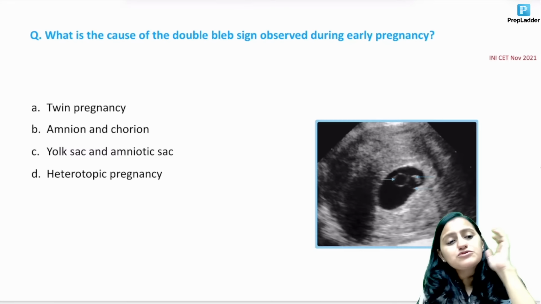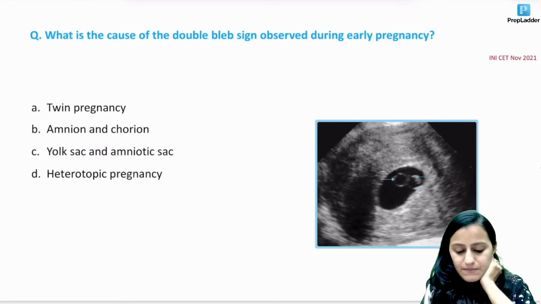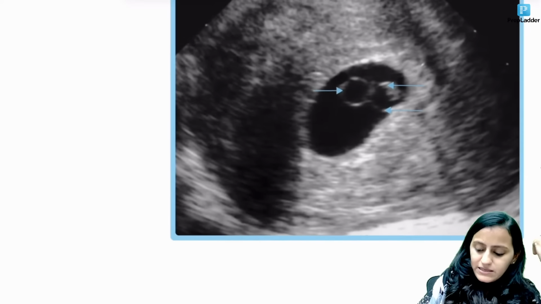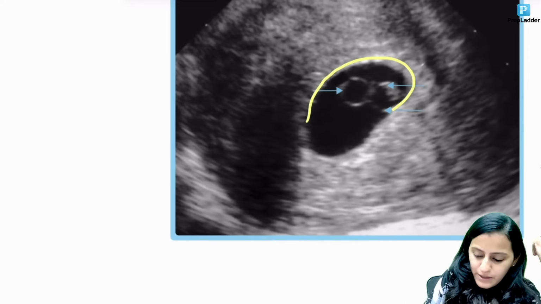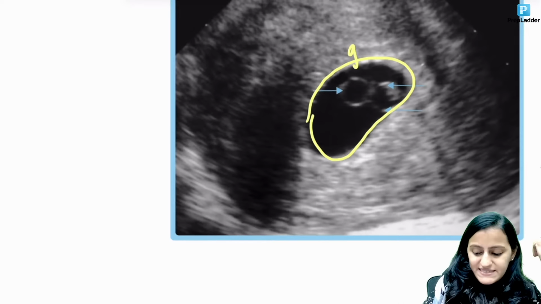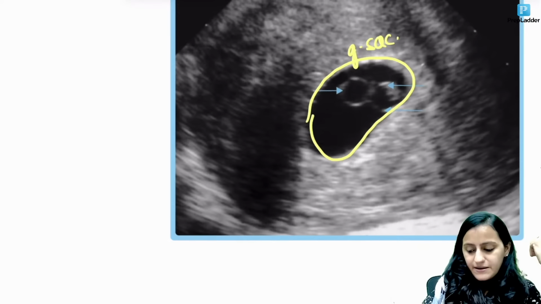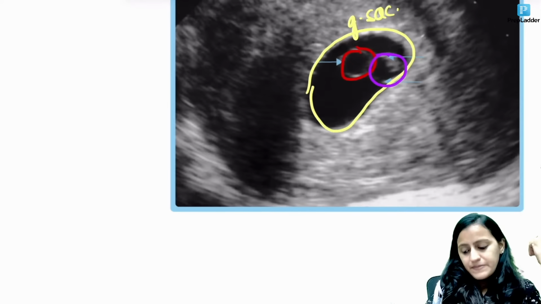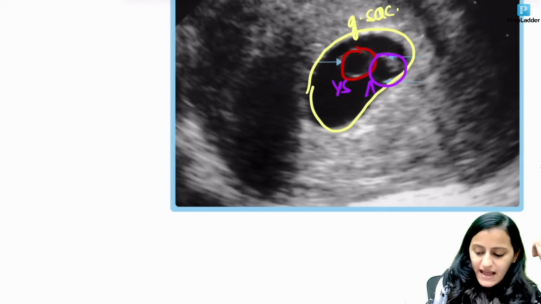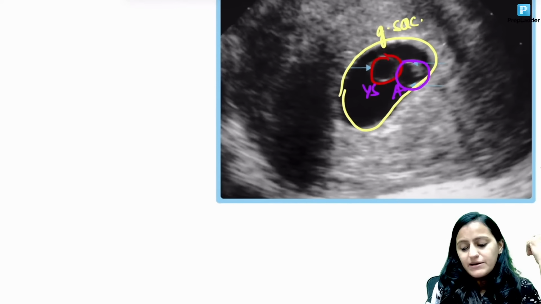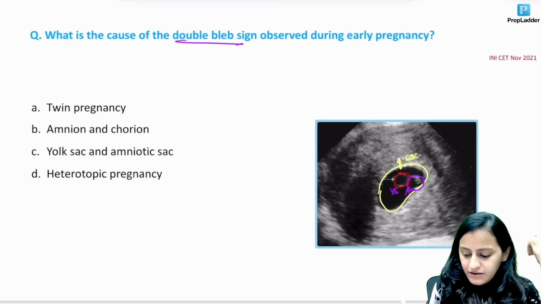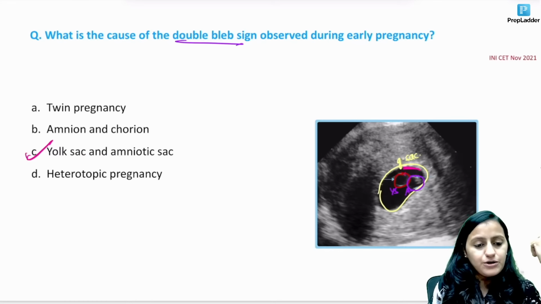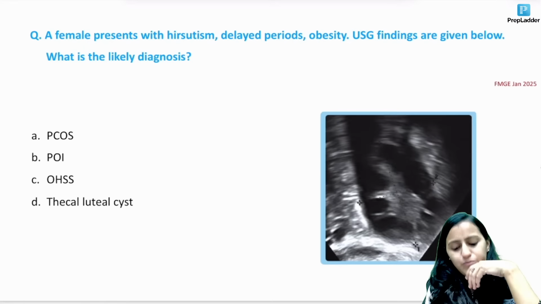Next one, coming to the OBGY part, what is the double bleb sign in an early pregnancy? Look at the early pregnancy image. The outer one, what is the outer one? The big sac is the gestational sac. Inner one, you have one circle and another circle. So you have a yolk sac and amnion. Okay, so remember it is yolk sac and amnion which forms this double bleb, the two circles, yolk sac and amnion. Okay. Next one, what is this? Easy one.